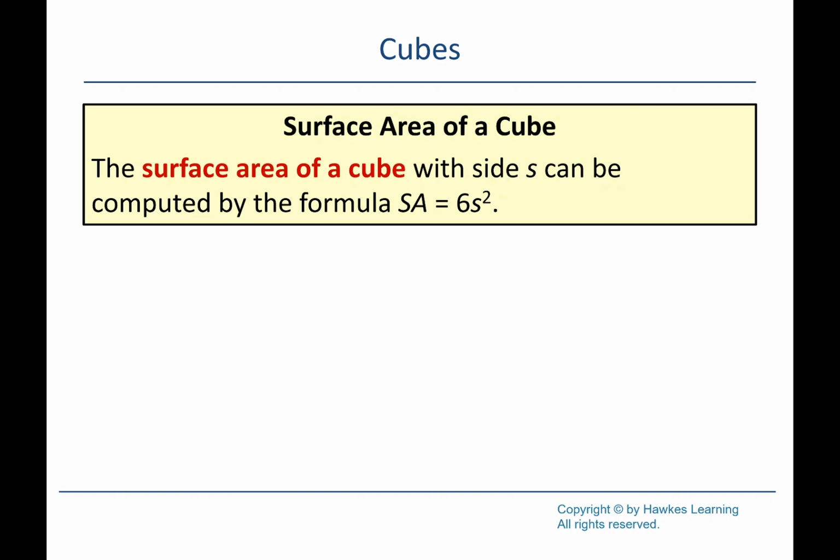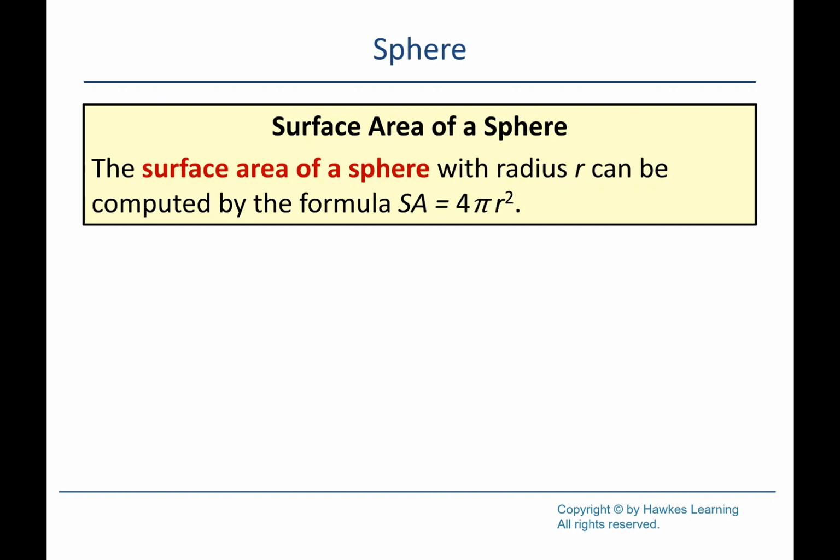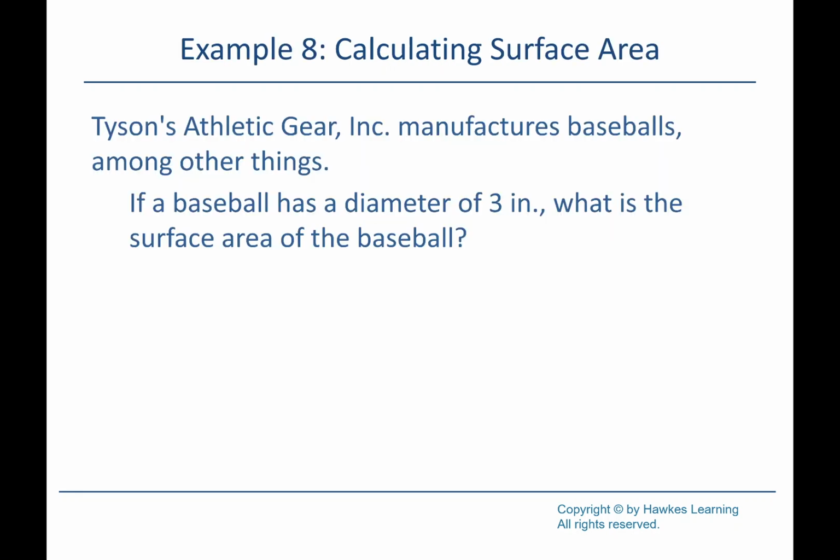We will do one sphere here. We'll do surface area here. The surface area of a sphere is 4 times pi times r squared. Let's look at one of those. I'll write down the formula again if you need it.